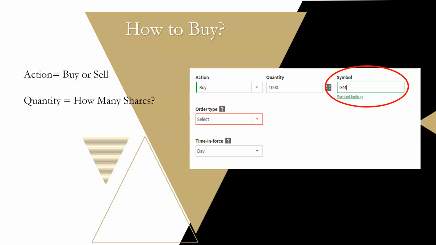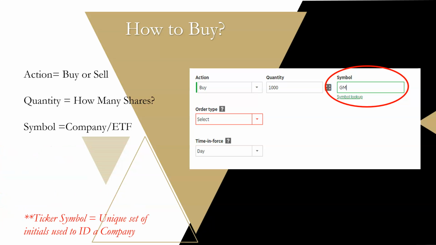That question is answered in symbol or ticker symbol. If you recall from the previous video, I gave you the definition of what a ticker symbol is. But if you don't know what the ticker symbol of a particular company is, you could always type in the name of the organization and get the ticker symbol that way just as easy. So in this example, we're using GM or General Motors. So we wish to buy 1,000 shares of General Motors. The next question is, how would we like that served up to us? And that's where order type comes in.